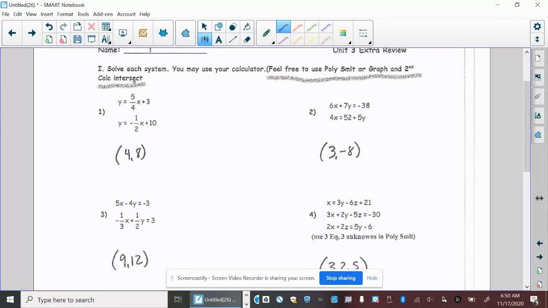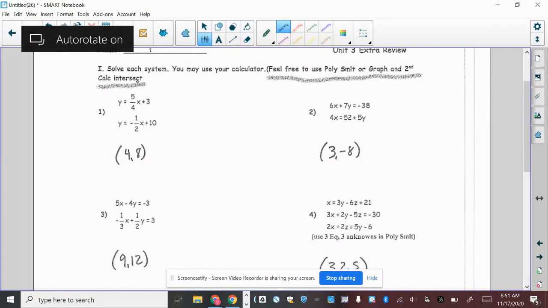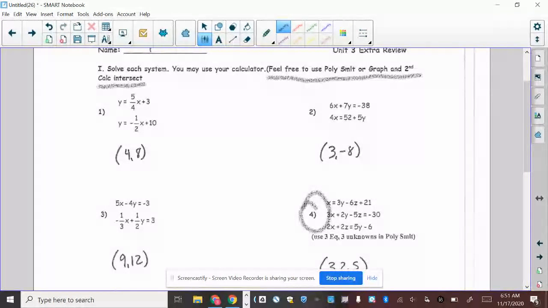Feel free to use PySimult or the intersect button on your calculator. So we are okay if you do that. You do not have to solve them by hand. Some of them might be easier too. These ones here we set up are pretty challenging because they have fractions, or in this case, they have three different equations. So feel free to use your PySimul.